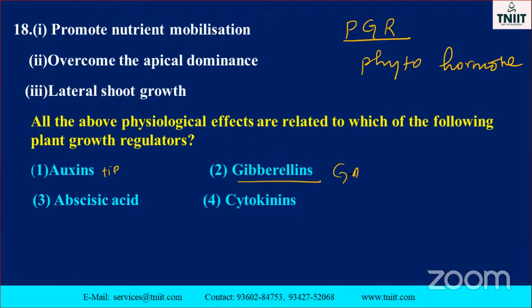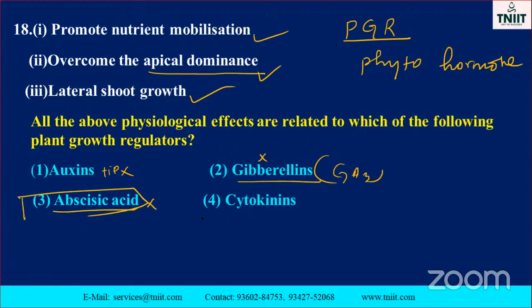Gibberellic acid, GA3, don't forget GA3. Both are interrelated only. And then overcome the apical dominance, lateral shoot growth. These three points are happening: the auxin will not come, gibberellin will not come, abscisic acid will definitely not come. And then cytokinin is the correct answer.